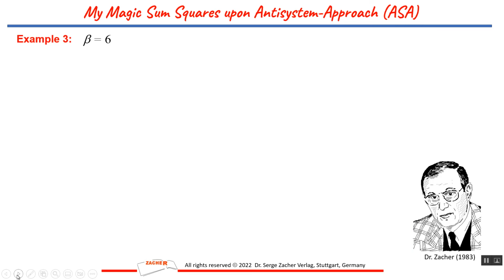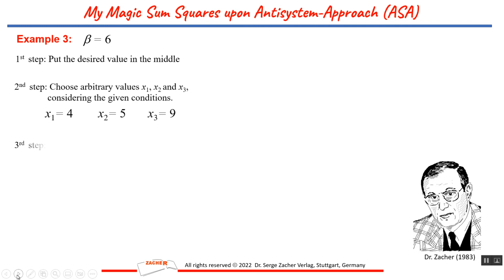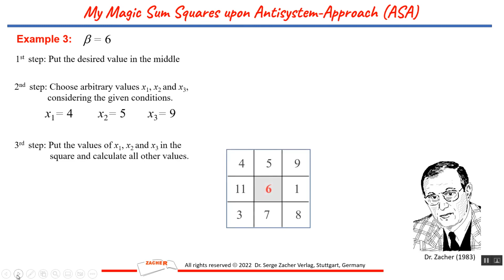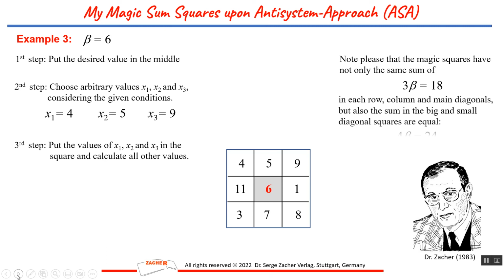Example 3. The desired value beta is equal to 6. Let us once more build the magic sum square upon the anti-system method. Note please that the magic squares have not only the same sum of three beta in each row, column and main diagonals, but also the sums in the big and small diagonal squares are equal.